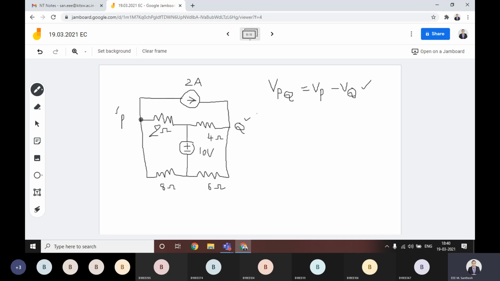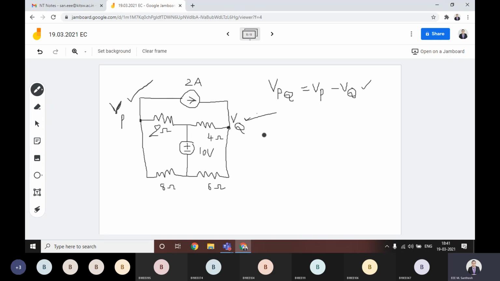Simply you apply nodal equation at this point P. That value you will get, which is Vp, voltage at this P point. Then you again apply nodal equation at this Q. Assume the voltage at that point is Vq. You will get Vp and Vq by two equations. Here 2 amperes is leaving current. Leaving will always take positive, right?